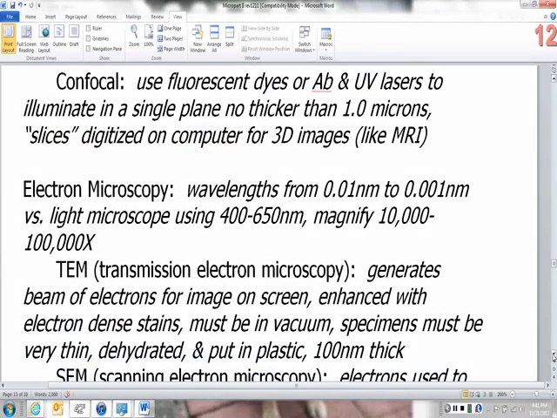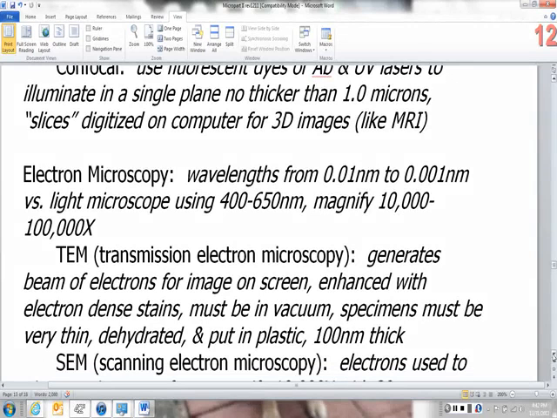Electron microscopy uses wavelengths that range from 0.01 nanometers to 0.001 nanometers versus the light microscope using 400 to 650 nanometers. They can magnify images from 10,000 times to 100,000 times. With the TEM, or transmission electron microscopy, a beam of electrons is generated for the image on the screen. The object image is enhanced with electron-dense stains.